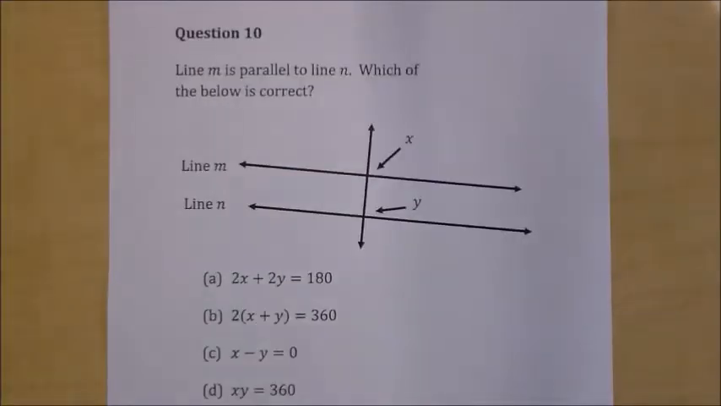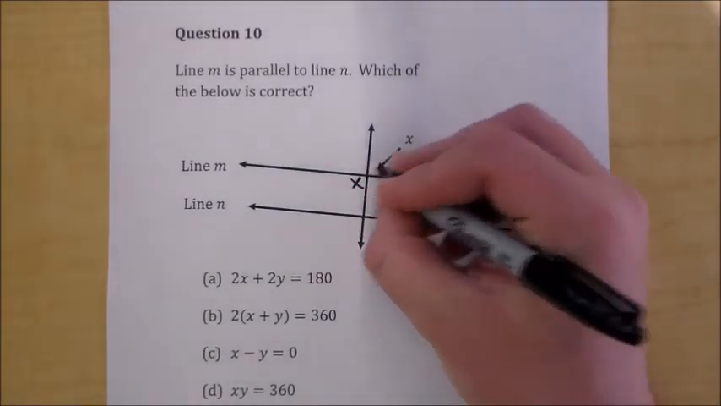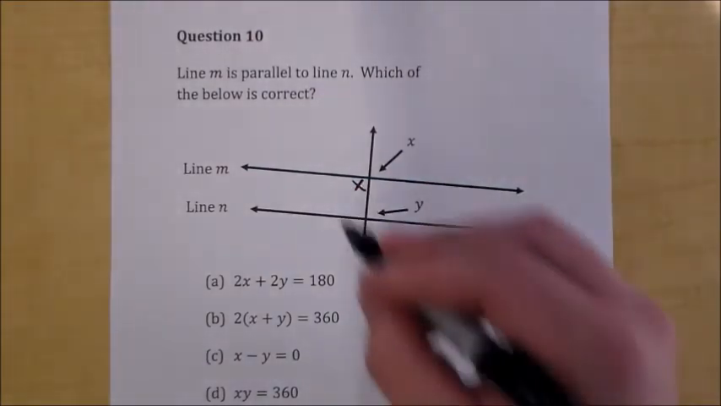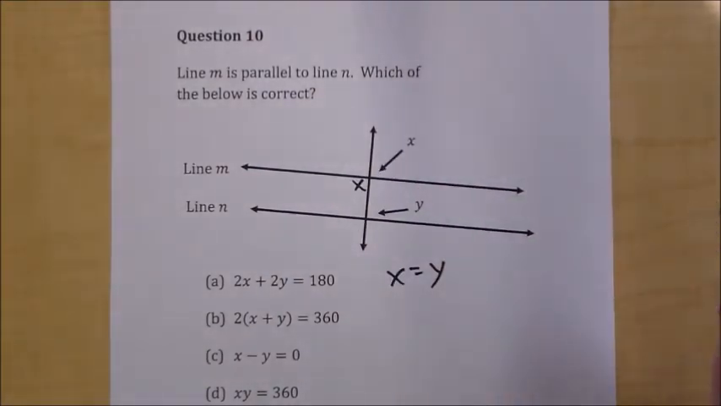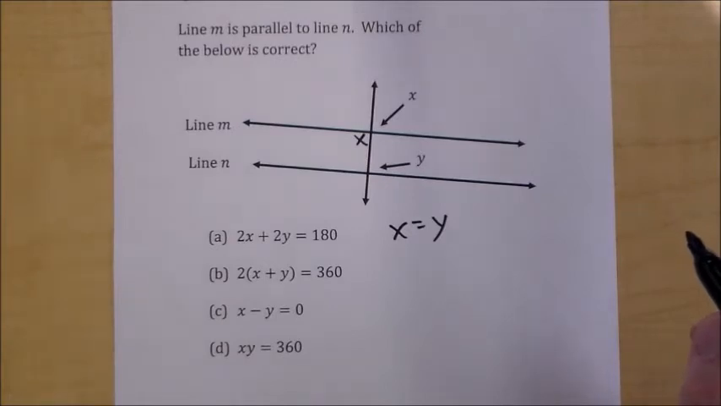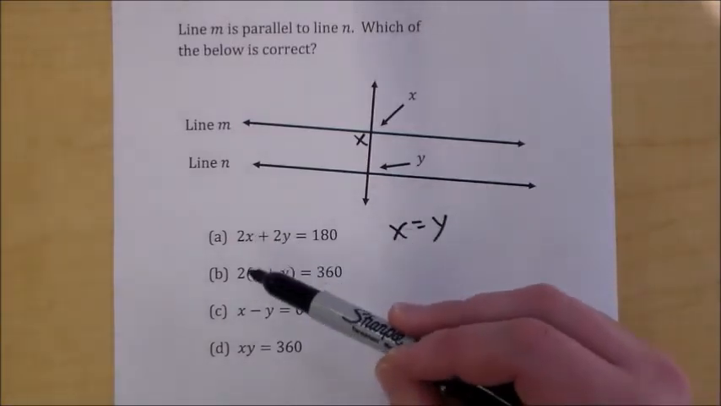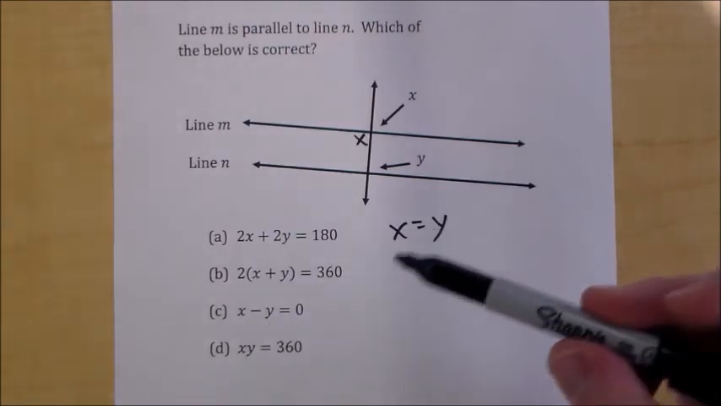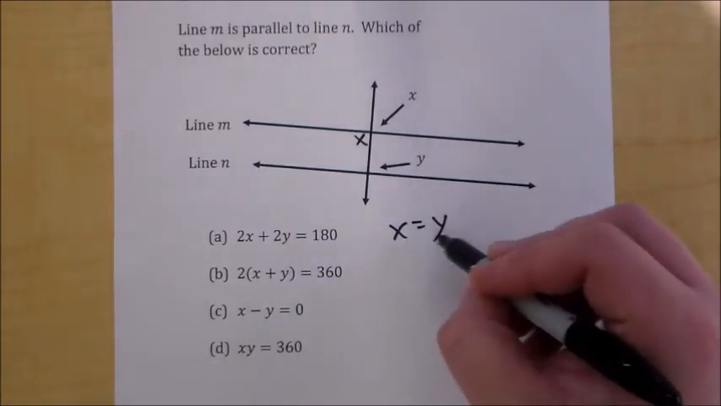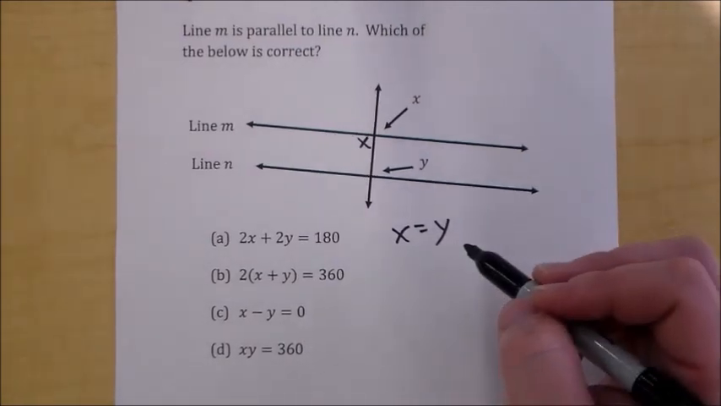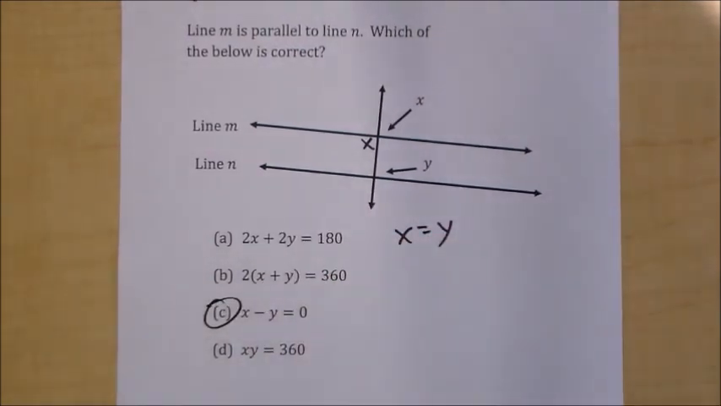We're good to go. And question 10, line M is parallel to line N. Which of the below is correct? And you're like, okay, I know how this works. This guy's going to be x, so x is going to equal y, right? Because vertical angles get me there, and alternate interior angles get me there, so x equals y. So which of these means x equals y? Well, A and B don't really make any sense because they're not going to add up to anything. D is kind of crazy. Oh, look, whatever x is, minus itself, because x equals y, is going to equal 0. We're good to go.